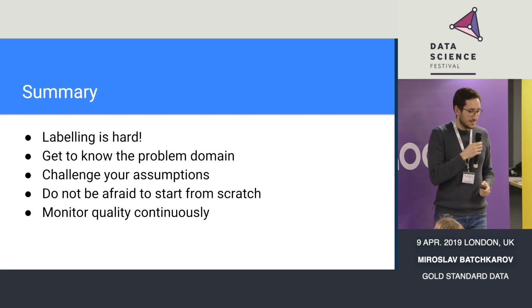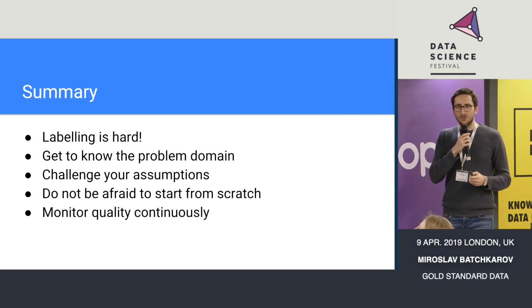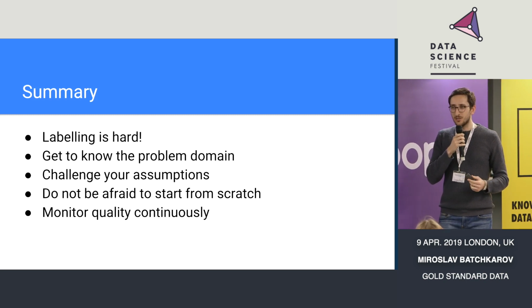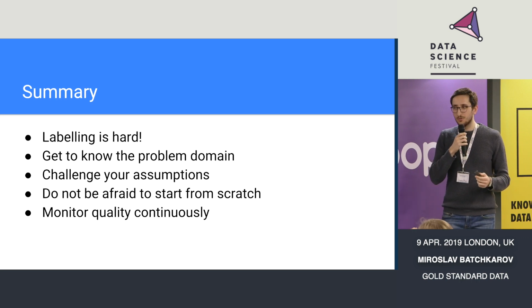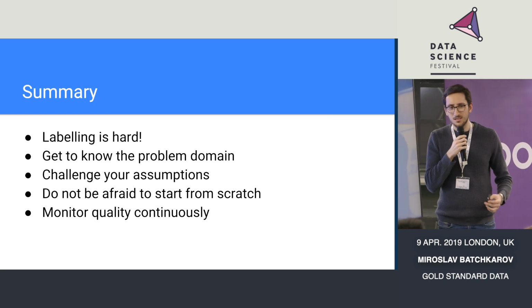So, in summary, the data labeling part is usually what you're going to be doing at the very beginning of a project, and it's a really, really hard one to do. So if you can't get that right, the project's probably dead in the water. So the best thing to do is spend some time on it, think very hard about it, get to know it, and become an expert in the problem domain.